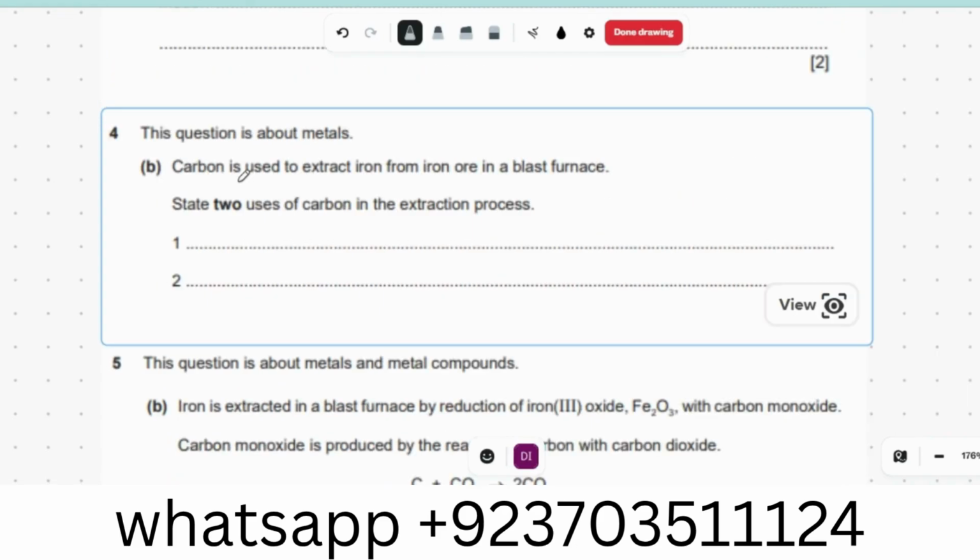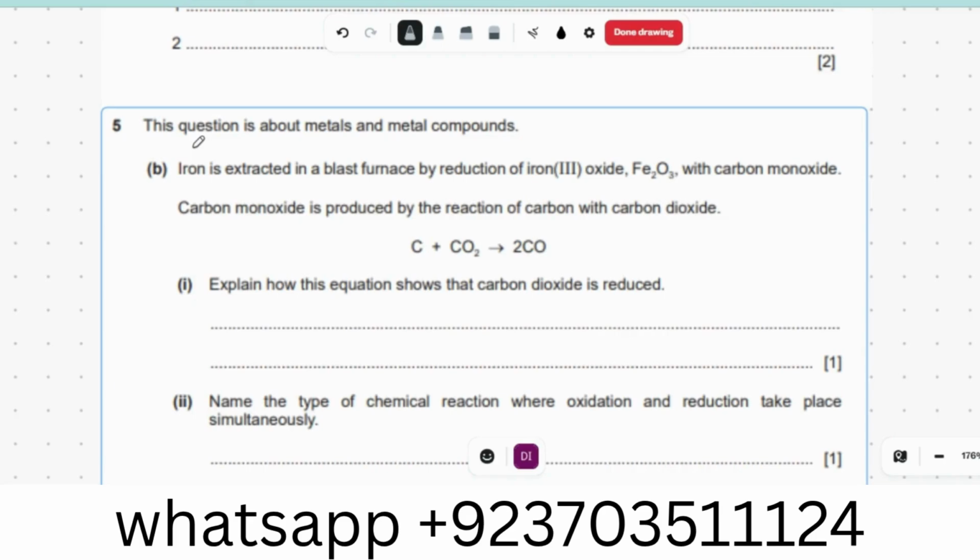The question is about metals. Carbon is used to extract iron from iron ore in a blast furnace. State two uses of carbon in the extraction process. First is to provide heat, increasing the temperature, and second is to produce carbon dioxide.